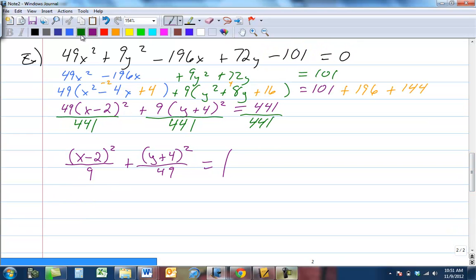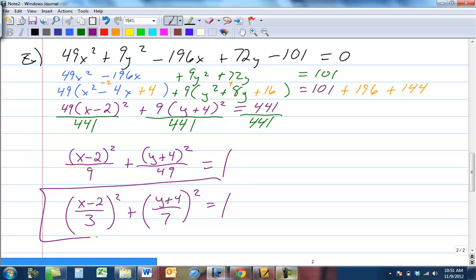So what's going to happen here is, what would I have to do to the 9 so that when it's squared, whatever's inside here would come out to be 9? We're going to take the square root of this, and we're going to have (x minus 2) divided by 3, quantity squared, plus (y plus 4) divided by 7, quantity squared, is equal to 1. All right, so that's our graphing form. We took this mess and made it into a new mess. Let's talk about this new mess.